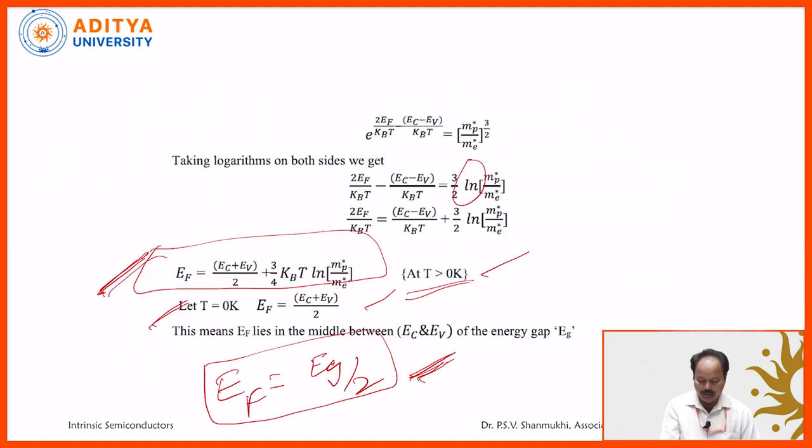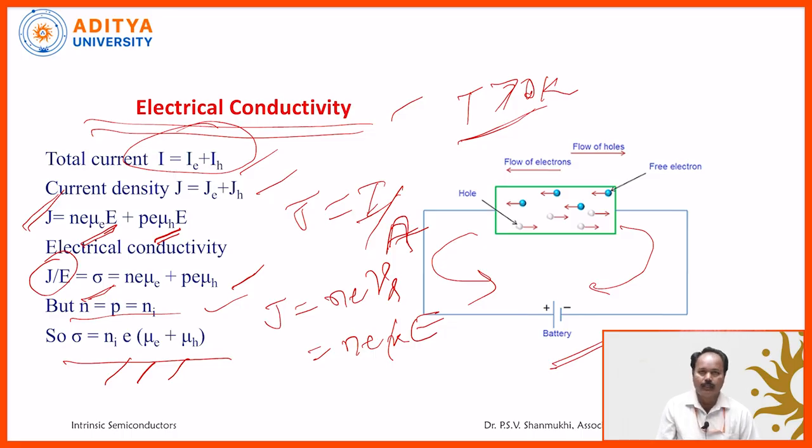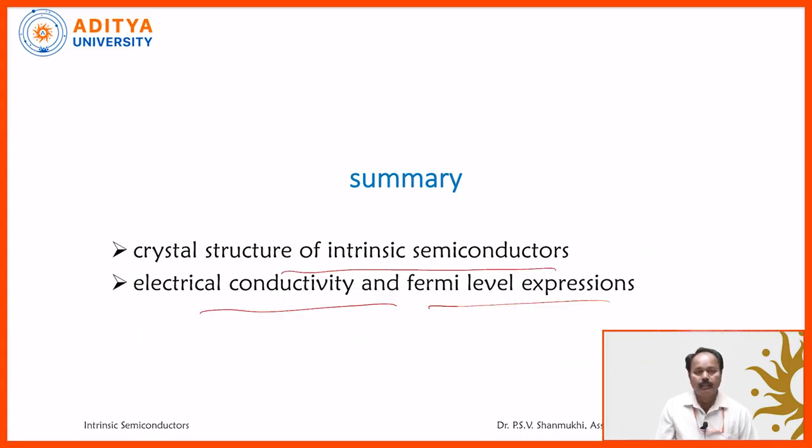For the Fermi energy level expression, taking N is equal to P is equal to Ni, we got Fermi energy level EF is equal to (EC plus EV) by 2 plus something. At T is equal to 0 K, we got Eg by 2, means at the center of the forbidden energy gap, the Fermi level is lying at T is equal to 0 K. And taking the bipolarity, means electrons and holes are producing the current, the total electrical conductivity Ni e into (mu E plus mu H), that is what we have derived in this article.